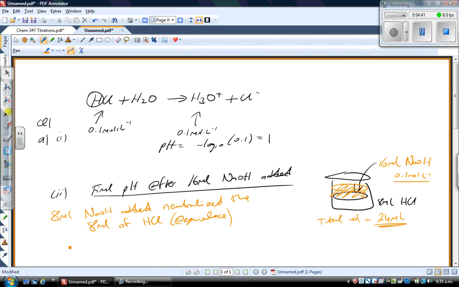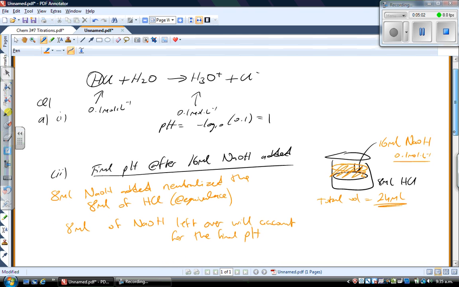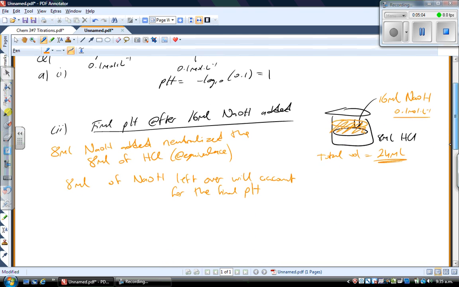So therefore there are 8 mils of sodium hydroxide left over, or additionally added, and these will account for the final pH of the solution. So the first 8 mils neutralize the 8 mils of acid, and then the additional 8 mils added are what accounts for the final pH of the solution.